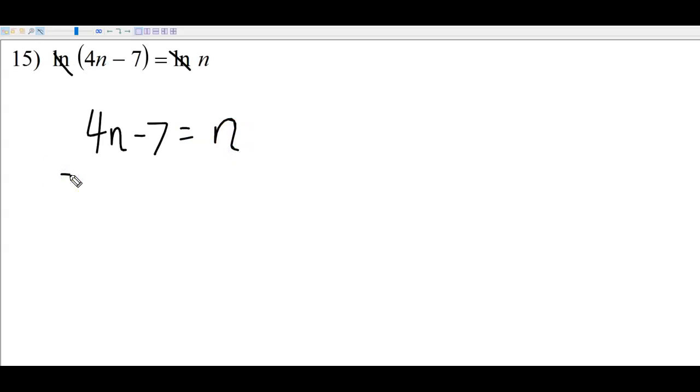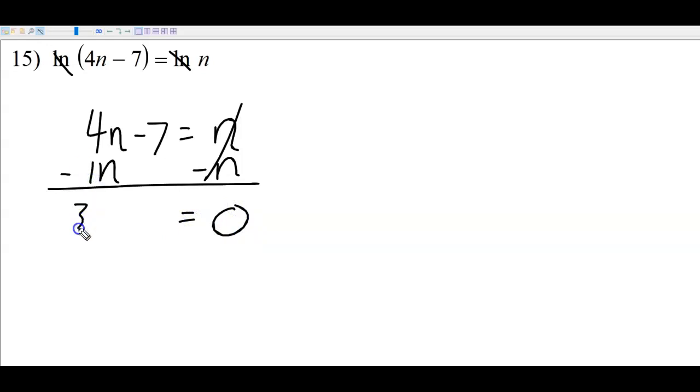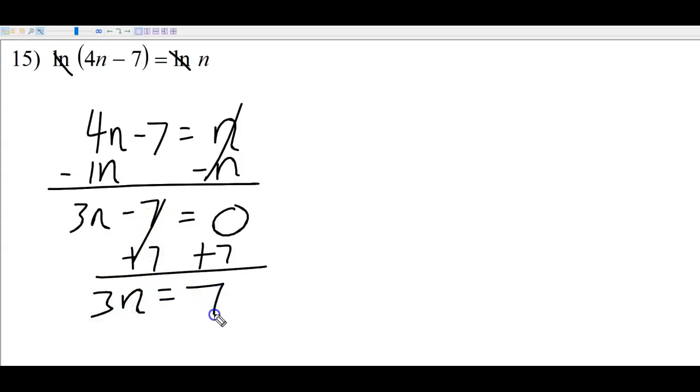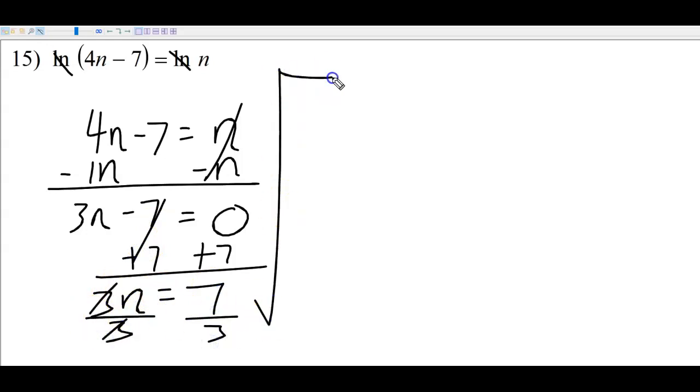So what we could do here is subtract the smaller n on both sides, right? Now notice there's nothing left on the right side, so we put 0. And then over here we have 4n minus 1 is 3n minus 7. So now we're just going to add the 7 on both sides and divide. And so we end up with n equals 7/3.